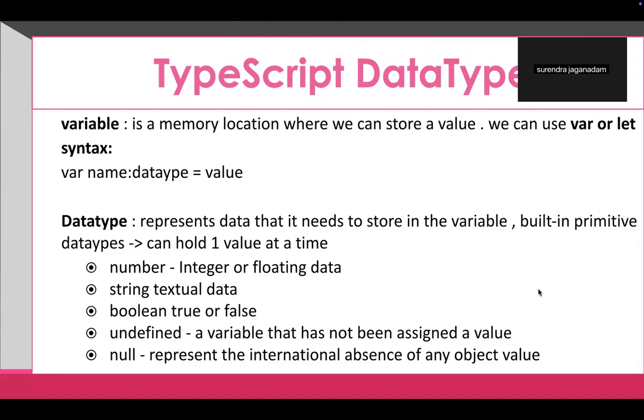So, what is a variable? A variable is a memory location where we can store some value. In general, we can use either var or a let keyword in TypeScript to define variables. That's fine. The syntax for this one is var, space, the variable name that you want to define, colon, data type, is equal to value. That's fine. Immediately a question that comes to our mind, Surendra, what is this data type? What is the significance of this variable?